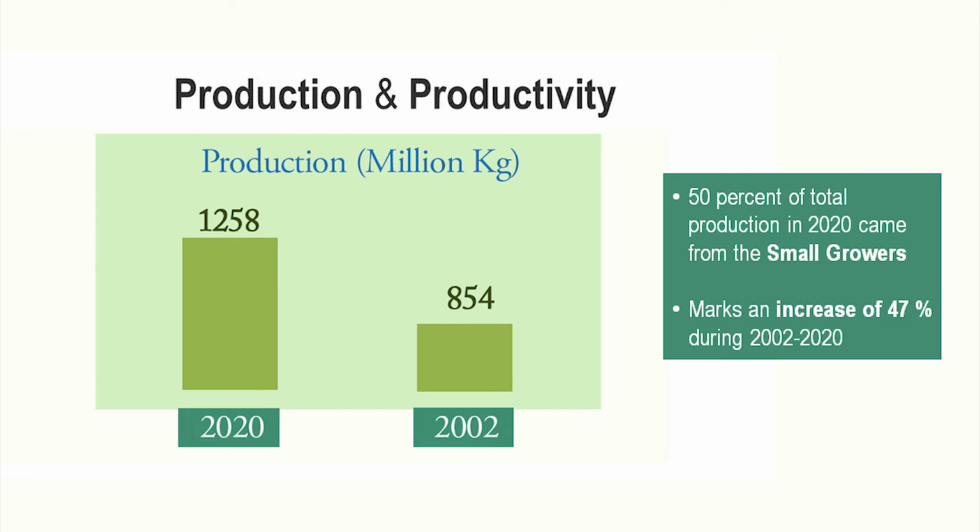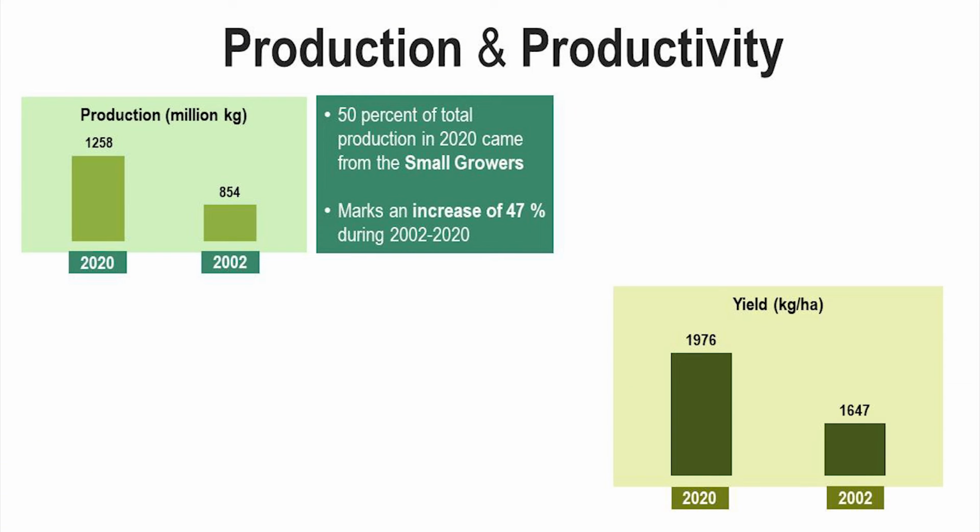And this is one of the most important roles of small holding tea gardens in the country. It is contributing immensely to the increase in production of tea in the country as a whole. Now, if we look at the yield rate, a proxy for productivity, then we will see that alongside the production, the yield rate is also increasing. That is kg per hectare.